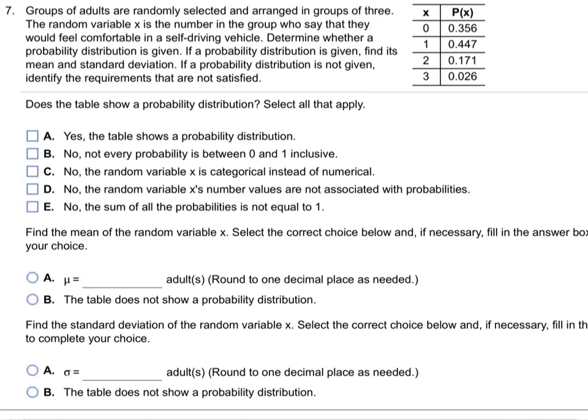Anyway, what's the chance? Out of 3 people, what's the chance that none of the 3 would be comfortable? 35% chance. 1 out of 3, 2 out of 3, 3 out of 3. That's what that represents: how many people out of 3 are comfortable being in a self-driving vehicle. All right. Does the table show the probability distribution? Yeah, it does. So let's go on to the next question. Okay, now, find the mean.